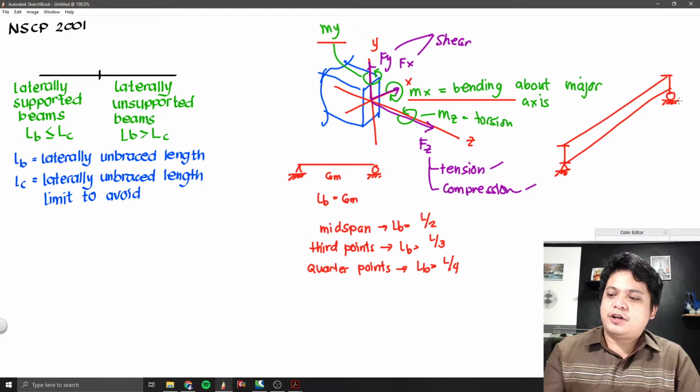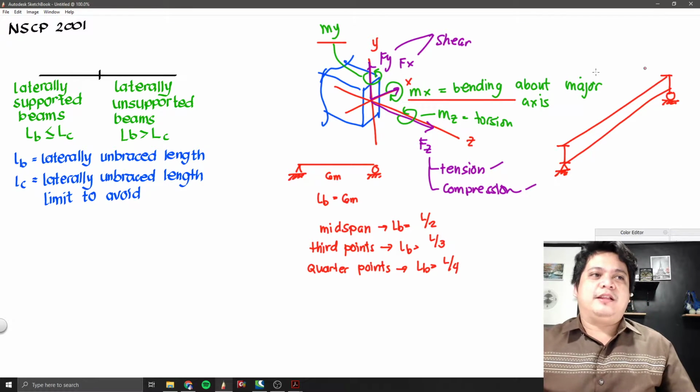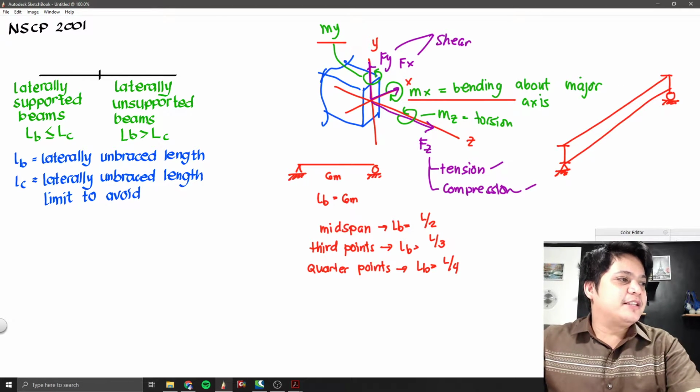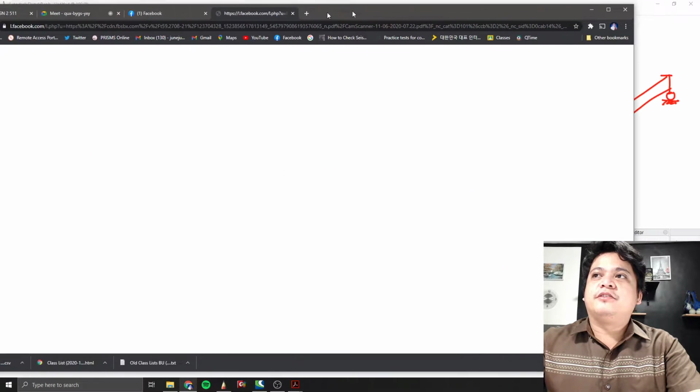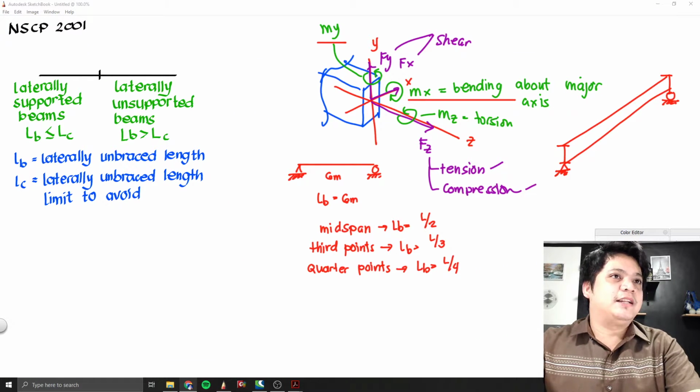Okay? So, kumbaga yan, gigilid. Wait. I'll show you one example of the problem ng isang lateral support. Hanapin ko. Actually, nag-comment ako dun eh.